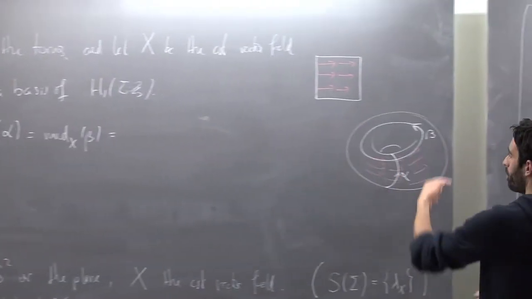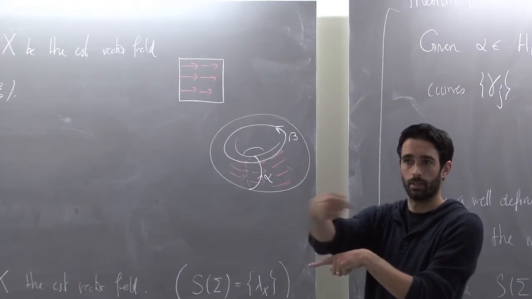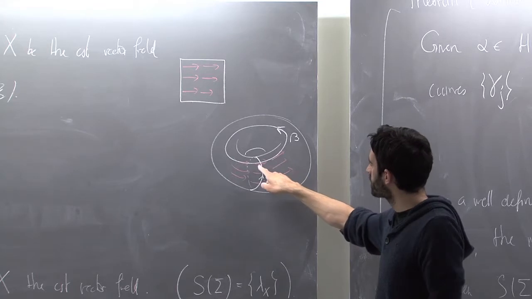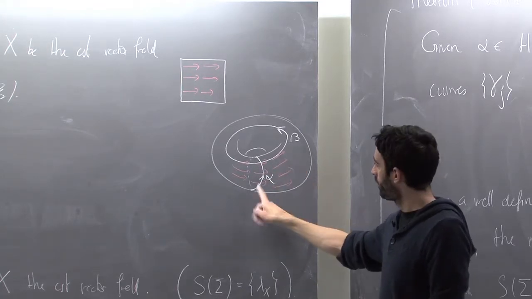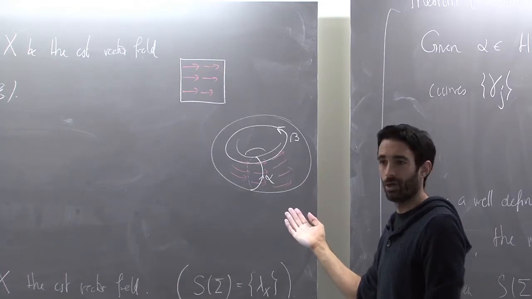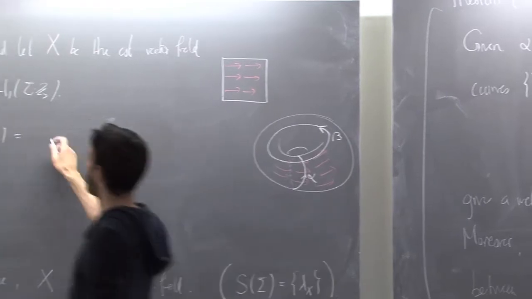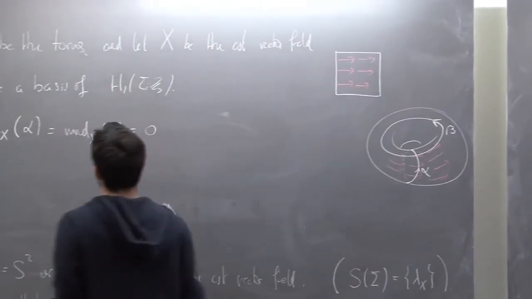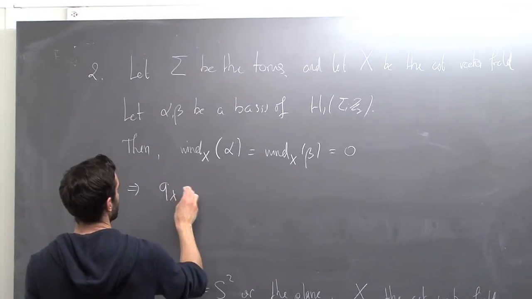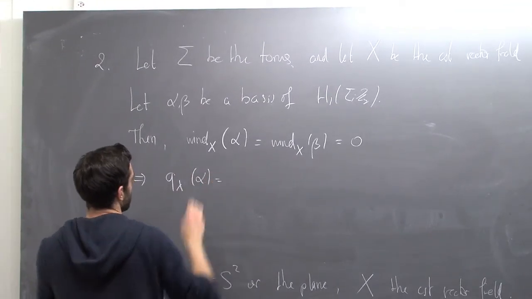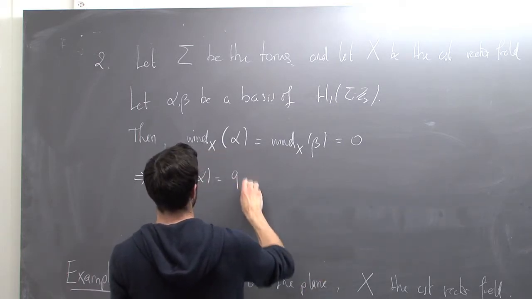So if you go along beta and you look at the velocity vector field, well, actually beta is always pointing in the same direction. You're not moving, so this is 0. And here, if you look at alpha, it's actually also constant with respect to the vector field. So this is actually 0. Okay. So this means that the corresponding Q lambda of alpha is 1, and it's the same as Q lambda of beta.